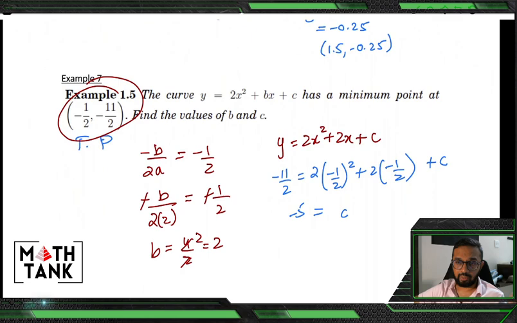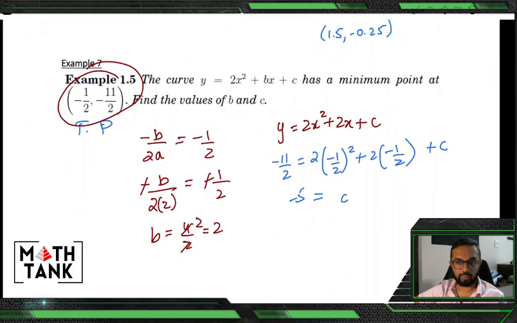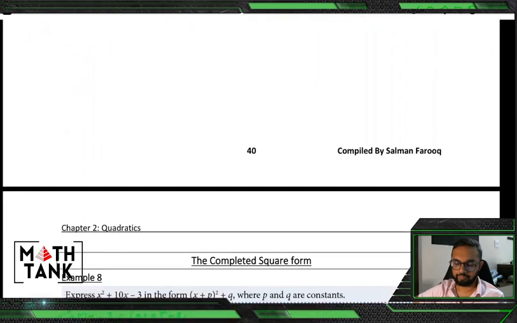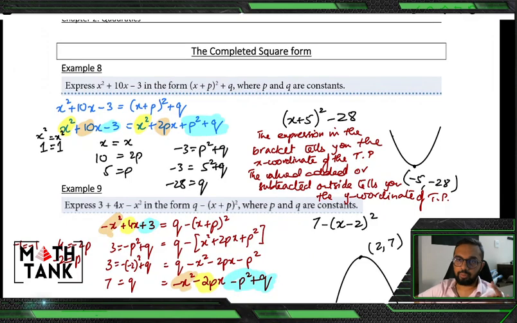This is an interesting question on just turning points. If you haven't seen this before, just try to do it. I can pause the video here and do it. Then we come to what we call the completed square form.